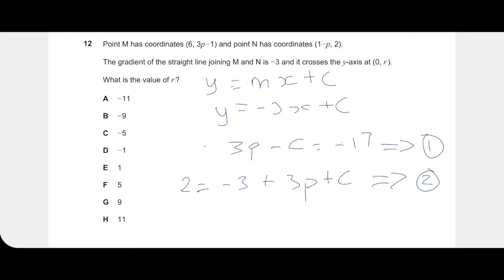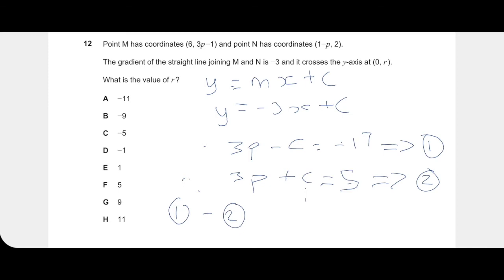That's our new equation 1, more like saying rearranged equation 1. And now I'm going to give the same treatment to statement number 2. That will go to 3p plus c is equal to 5. So now I'm going to solve this simultaneous equation. I'm going to solve for c through elimination, and what I'm going to do is deduct equation 1 by equation 2.